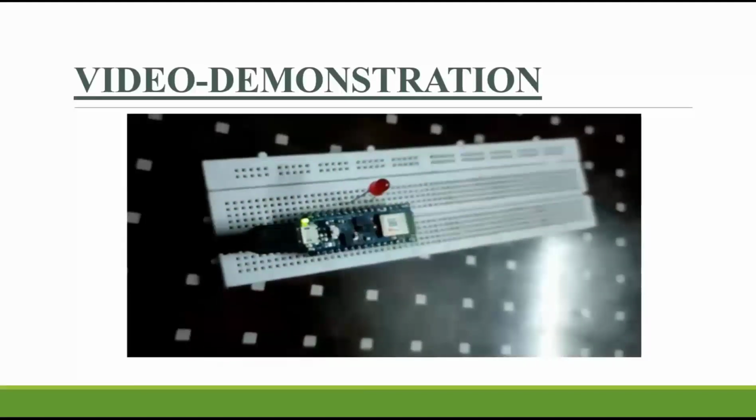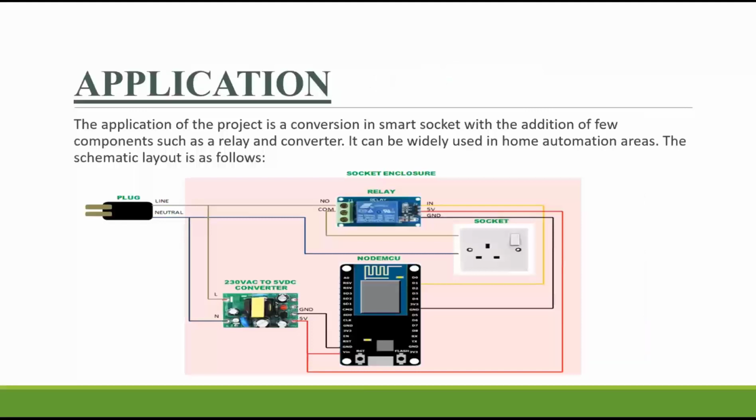It's the video demonstration of our project, and for the future application, it will be converted into a smart socket, which can be widely used in the home automation areas. It's not a very complex circuit for the smart socket. It can easily be converted into a smart socket by adding a relay and a converter, and the schematic layout is as follows. Thank you very much. Any questions?